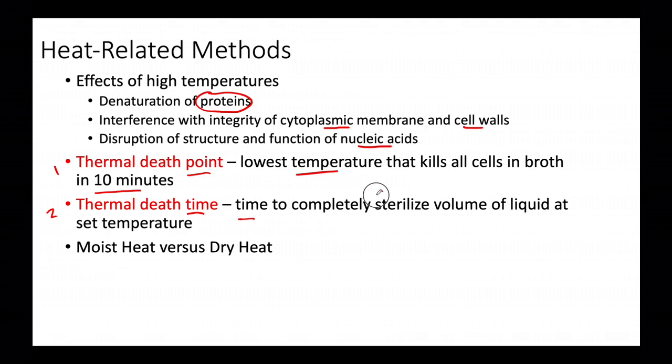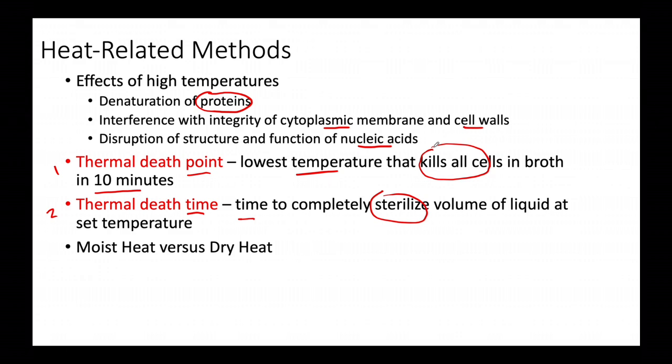So here's that term again, sterilize. And here it says kill all cells. And so you're reaching a very specific level of control. We want to get rid of all microorganisms or sterilize something. So we have the thermal death point and the thermal death time. They're obviously kind of related to one another, but you're measuring different things.